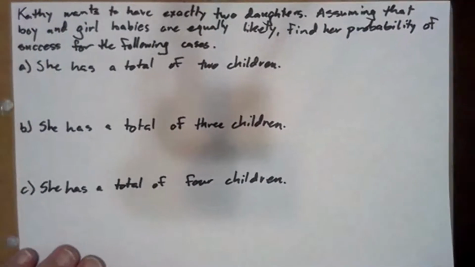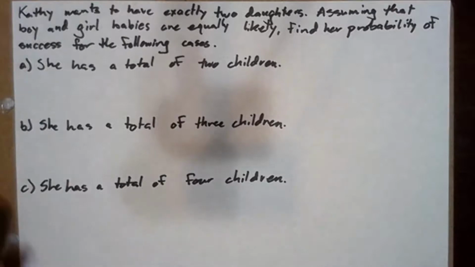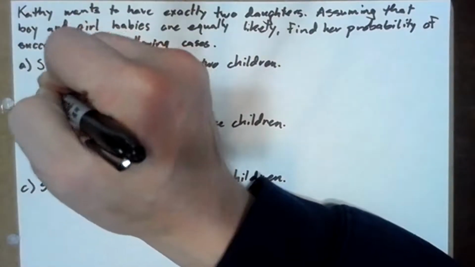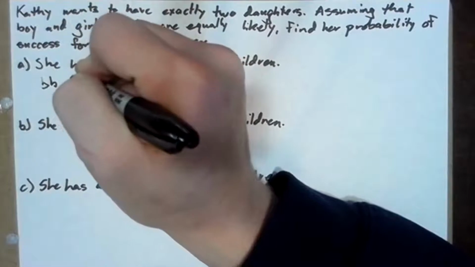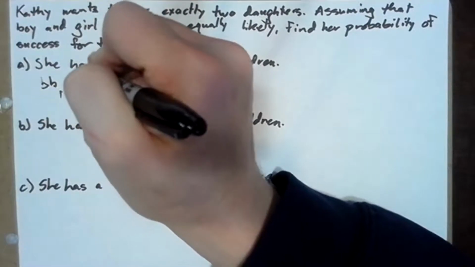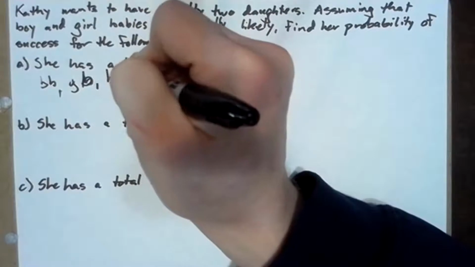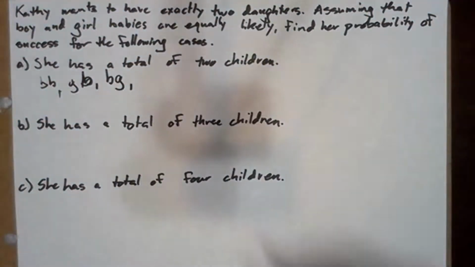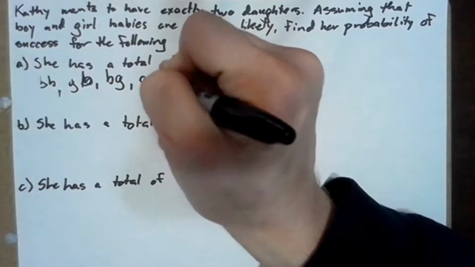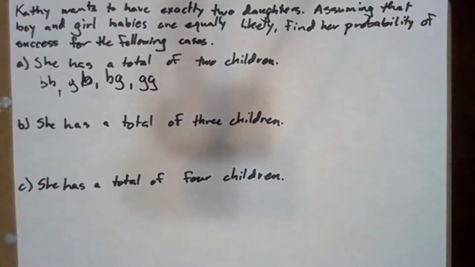Kathy wants to have exactly 2 daughters, assuming that boy and girl babies are equally likely. Find her probability of success for the following cases. If she has a total of 2 children, well, how many ways are there of having 2 children? We could have 2 boys, a girl and a boy, a boy and a girl, and this counts for order, or 2 girls. The chance of having exactly 2 girls out of 2 children is 1 in 4.